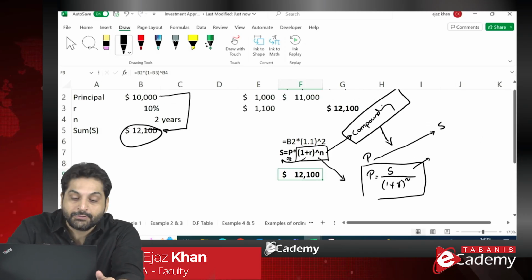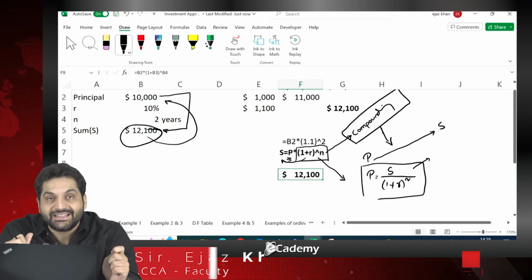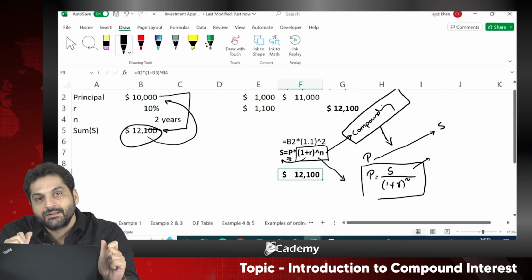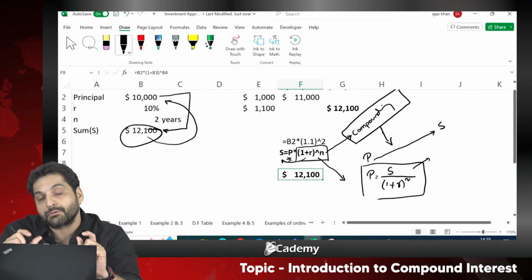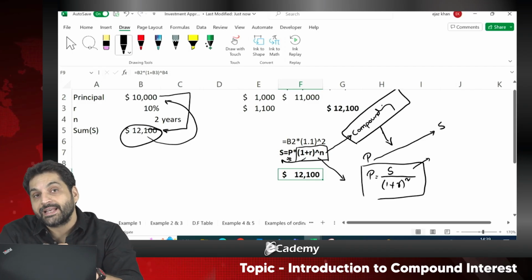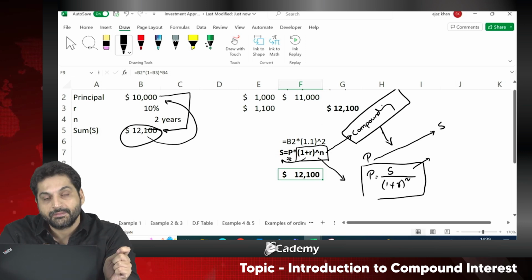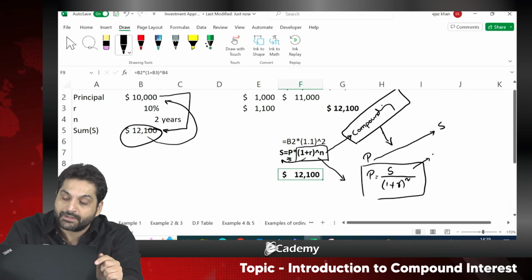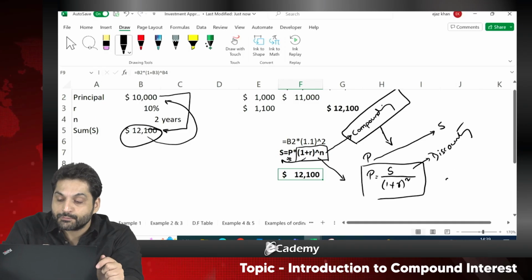So if we will be going from 12,100 to 10,000, that means we will be subtracting the amount of interest. In the earlier case, we were adding the amount of interest when we were calculating the future value. But when we are calculating the principal, going back to the initial value, we are subtracting the amount of interest, and this process is called discounting. So when you are finding P with the help of S, you are going from S to P. From S to P is discounting.